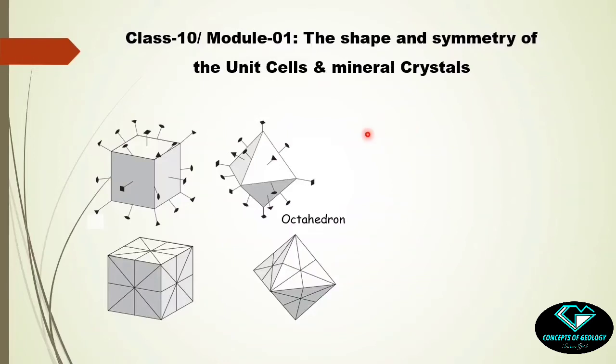Now we will try to find out the relationship between the symmetry of unit cells and the resulting mineral crystal. See here, this is a cube and this is an octahedron. What rotational symmetries do we have in a cube? We have 4 numbers of 4-fold rotational axes in the center of each face of a cube. Then we have 2-fold axes on the midpoint of each and every side of a cube. And lastly we have 4 3-fold rotational axes on the corners of the cube. They are running diagonally. Fine. And lastly we have 9 mirror planes.